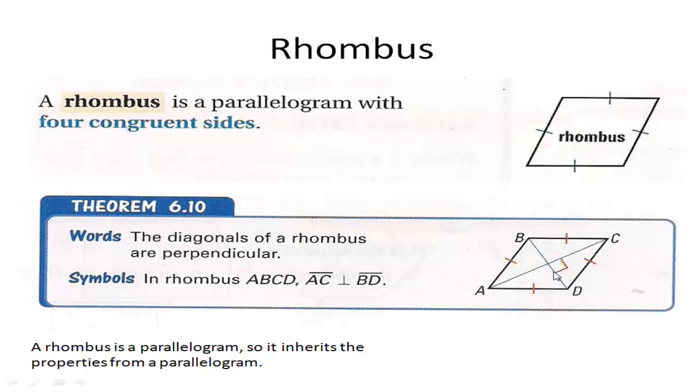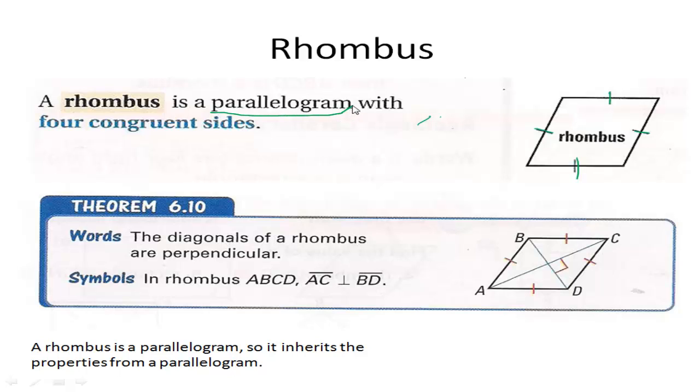We're going to talk about rhombus first. A rhombus is a parallelogram. That means it has opposite sides that are parallel. But the definition of a rhombus is that all four sides are congruent. We can see in this diagram, this side is congruent to that side, congruent to this side, and congruent to this side. That's a rhombus. And a rhombus is a parallelogram. That's what it says here.